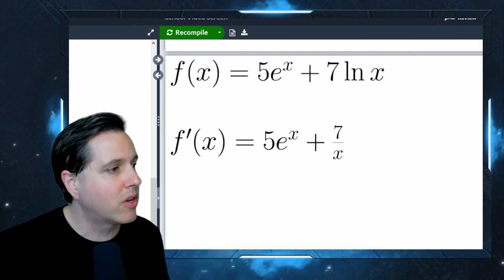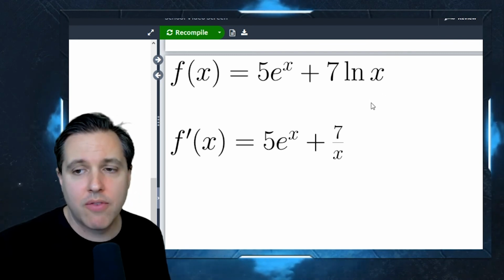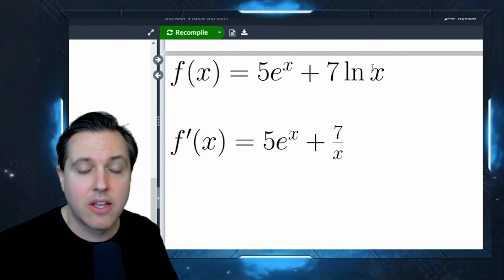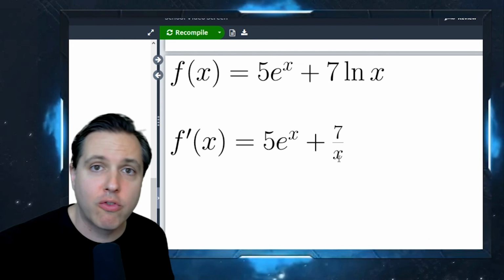Well, how does that work? Well, the natural log of x piece, when you take the derivative, this becomes 1 over x. So 7 over 1 times 1 over x becomes 7 over x.